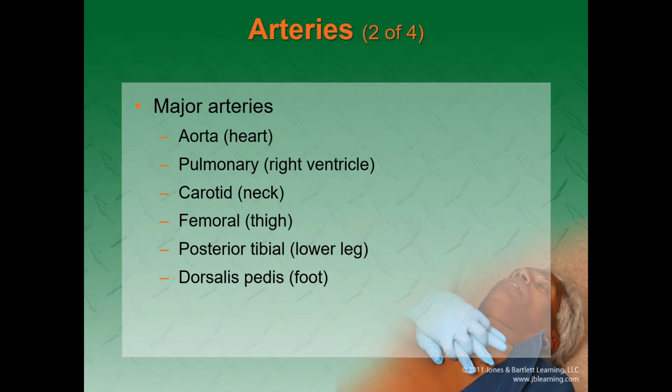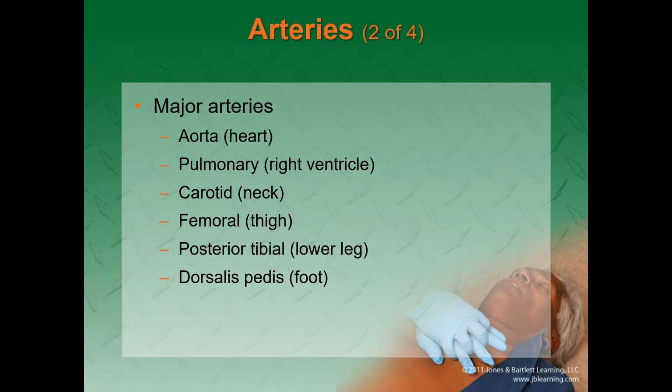Your carotid artery is the major one in your neck that you can feel pulses out. There's one on each side. This supplies your head and brain with blood. Your femoral artery, you can feel the pulse kind of in the crease of your groin, and that supplies the lower extremities with blood.